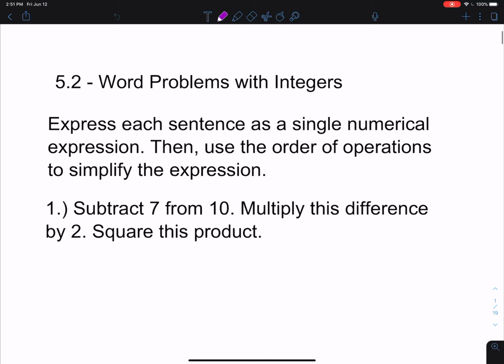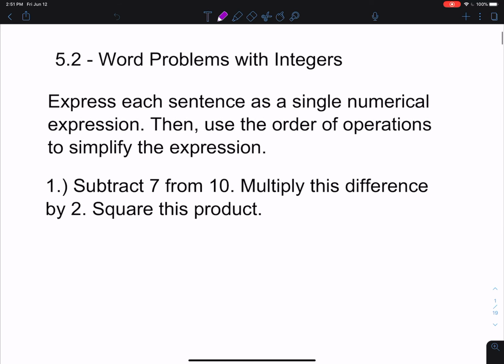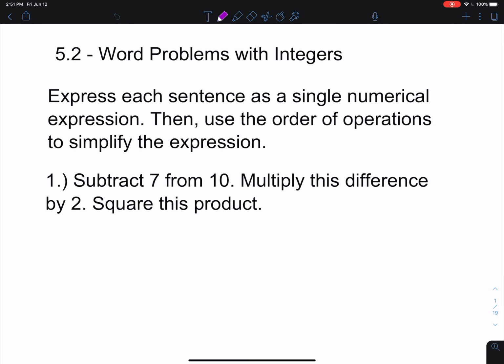Today, we're going to look at word problems with integers. Let's look at the first problem. Express each sentence as a single numerical expression. Then, use the order of operations to simplify the expression. Subtract 7 from 10, multiply this difference by 2, square this product.